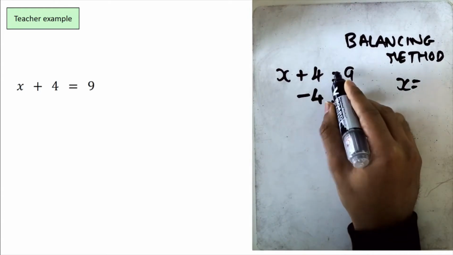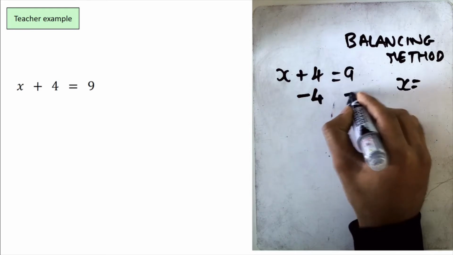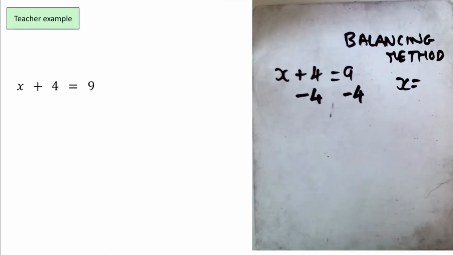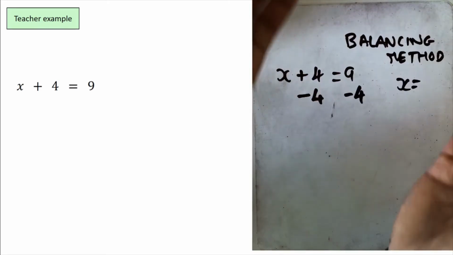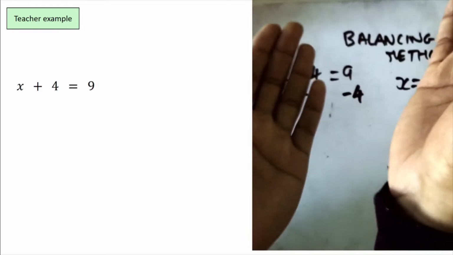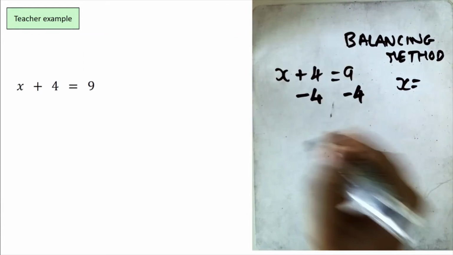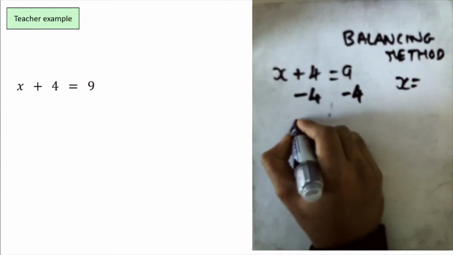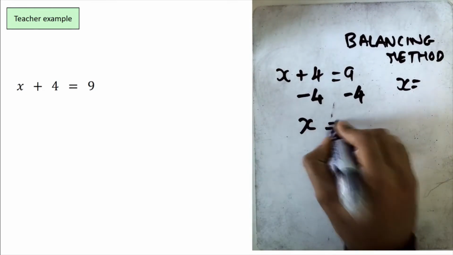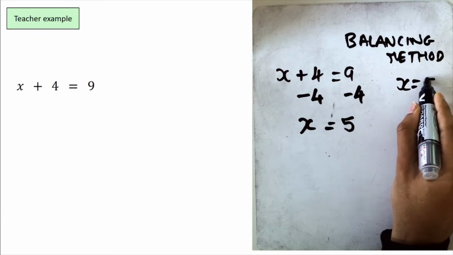Now, since this equation is equal, we need to take away 4 on this side as well. Why? Because if you're taking away 4 on one side, you're basically taking some weight off, and the scale is going to be unbalanced, so we want to rebalance it. So we have to take away 4 on this side as well, and then we're equal again. So x plus 4 take away 4 would give us the x alone, which is what we want. 9 take away 4 is 5. So now our x is equal to 5.